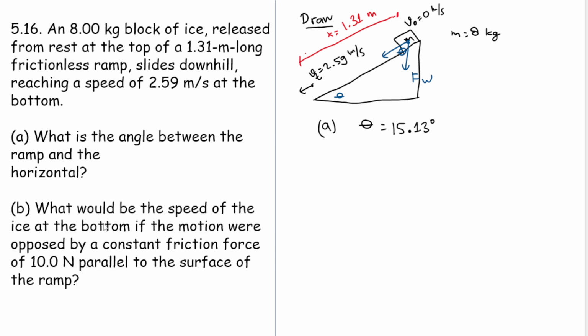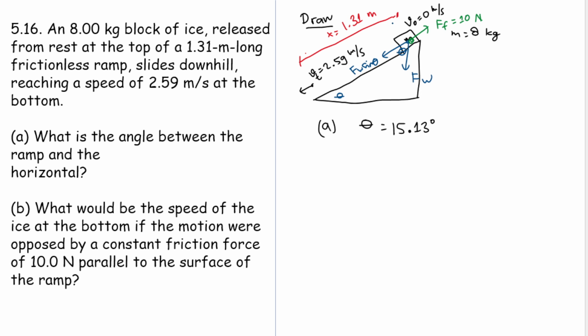What would be the speed of the ice at the bottom if the motion were opposed by a constant friction force of 10 Newtons parallel to the surface of the ramp? So we introduce a new force, the 10 Newton friction force, opposing the motion. The force of the friction will be 10 Newtons, but then we have the forward force, the weight force Fw sine theta.